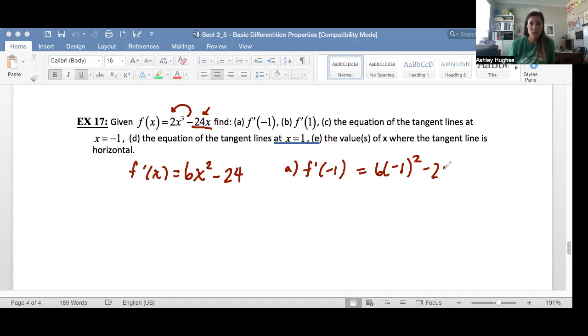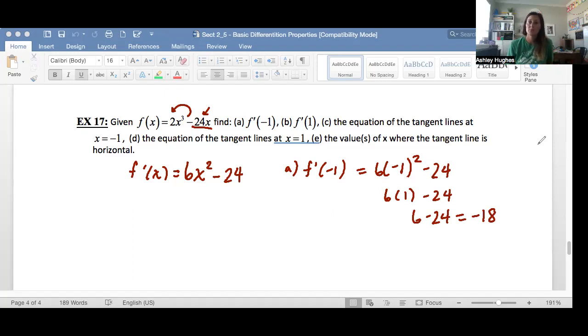6 times negative 1 squared minus 24. So make sure you do order of operations here. Negative 1 squared is 1. 6 times 1 is 6, and 6 minus 24 would be, what is that? Is that negative 18? Okay.